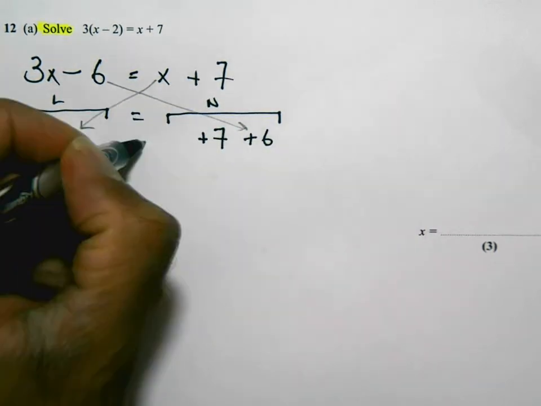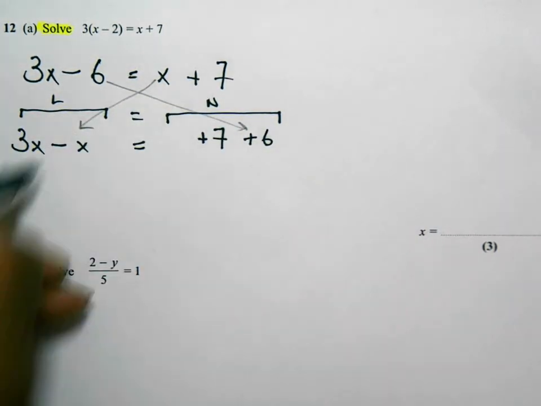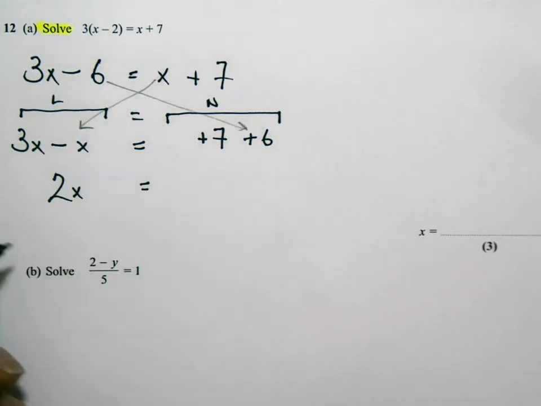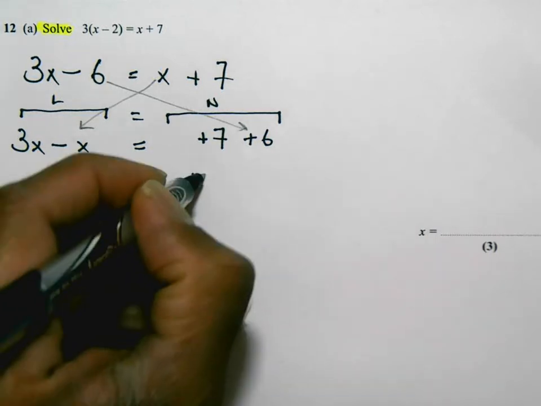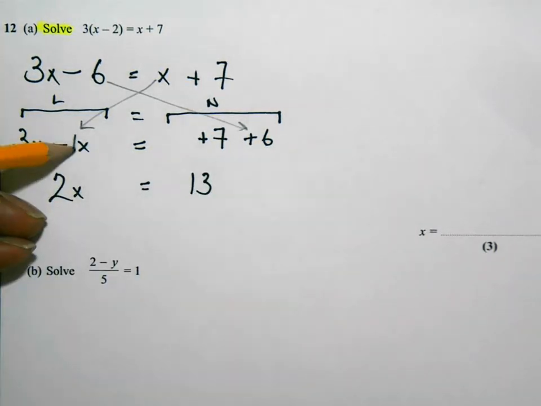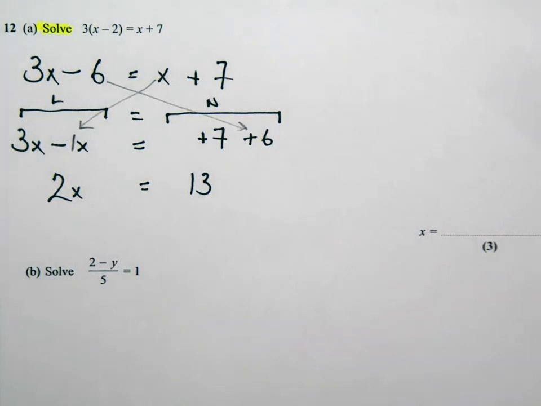Now we just need to tidy this up. 3x take away x, or take away 1x, is 2x. 7 plus 6 is 13. Now that x that was on its own in the previous line, that is just a 1x. Don't need to write the 1, but just so that you understand, 3x take away 1x is 2x, 7 plus 6 is 13.